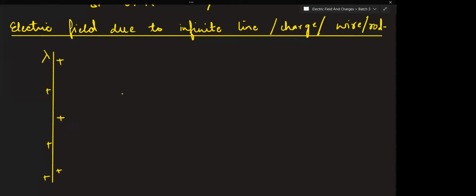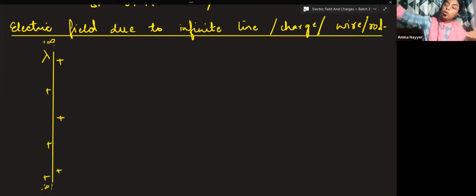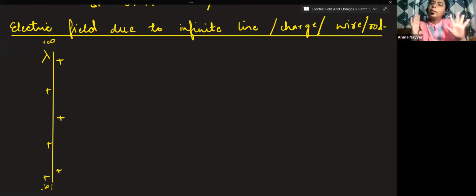Okay, good. So let's say this is infinitely long, the ends reaching plus infinity to minus infinity. Obviously it's not possible to calculate for the whole infinite length. So instead, we'll just take a portion of it, but we will assume that it is infinitely long.